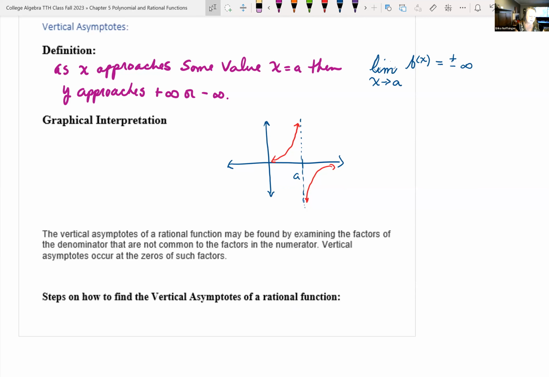So the following states the vertical asymptote of a rational function may be found by examining the factors of the denominator that are not in common to the factors of the numerator. Vertical asymptotes occur at the zeros of such a factor. Okay. So what this is saying in words is that vertical asymptotes are going to occur at values which set our denominator equal to 0, but not also our numerator. So there are steps on finding vertical asymptotes of a rational function.